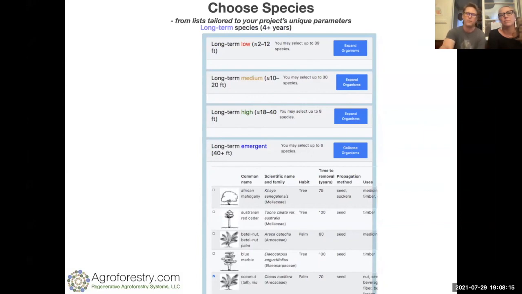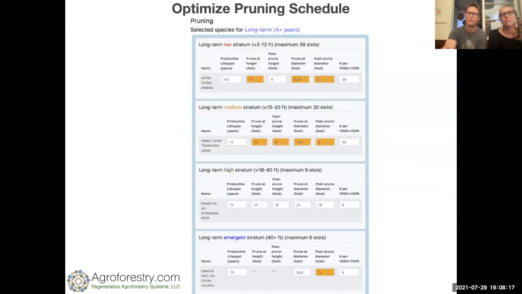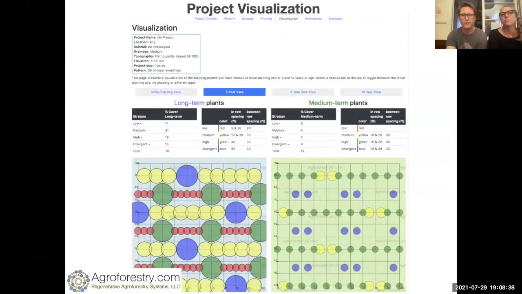Once you get through that process, it will take you to another page where you can adjust all the pruning parameters for the different species. You can say, okay, when this species gets to this height, I want to prune it back to this height. And when it's this diameter, I want to prune it back to this diameter. And I want this many per area, right? Once you've got that all decided, now we get into the visualization.